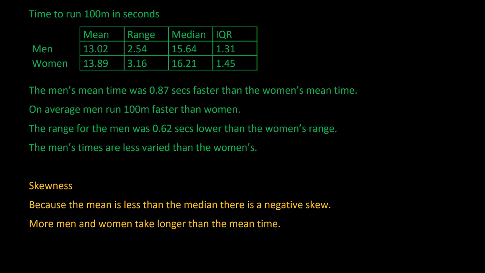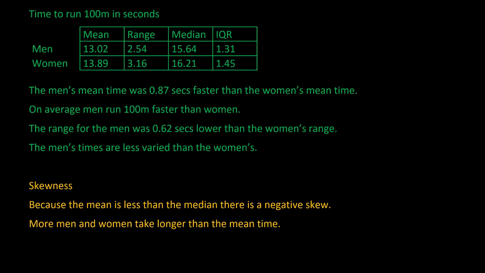So here I've got a table of the times it takes men and women to run 100 meters, and those times are given in seconds. I've just done a comparison using the mean and the range. You could just as easily substitute the words median and interquartile range and change the numbers to fit. It would work just as well. So I've said the men's mean time was 0.87 seconds faster than the women's mean time.